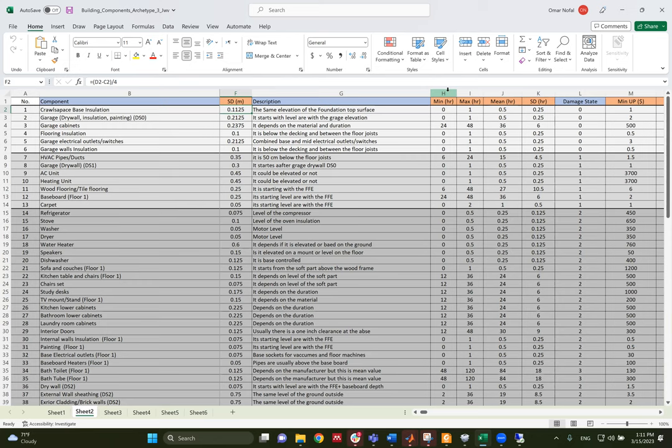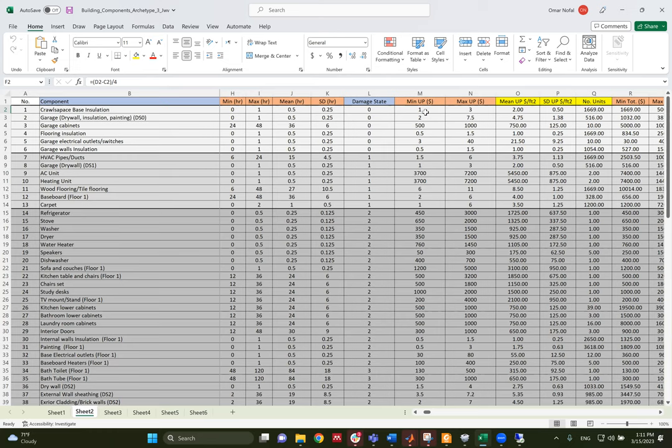Then we did the same thing with the losses. We have a unit price for each component, and we also did the same thing, an upper and lower bound for the replacement cost. Some people will have a very cheap fridge, like $300, and some people will have a $1,000 fridge or a $2,000 fridge. So we have an upper and lower bound for everything. For example, for the refrigerator, we have $450 as a unit price and $3,000 as the maximum price. Same thing for every component.